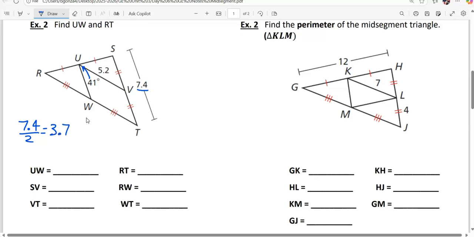So half of 7.4 goes right here at UW, 3.7. Do you see what I'm doing? Take the long side, the midsegment is half.